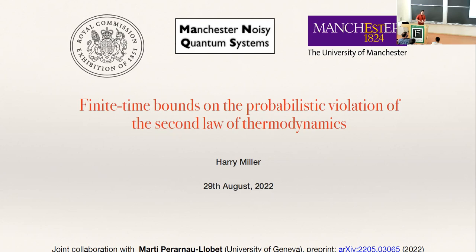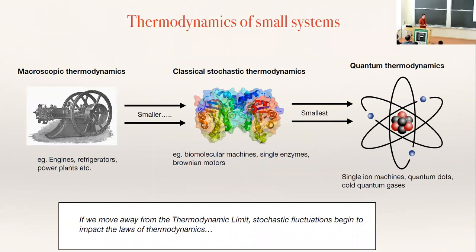Yeah, so I'm going to be talking to you today about how we can use stochastic fluctuations to make quantum systems do things that we might not normally expect in typical thermodynamics. This is joint work with Marty Perrinal-Lebet at the University of Geneva. This talk falls into the field of stochastic and quantum thermodynamics. So I'll just give you a very brief summary of what these fields are.